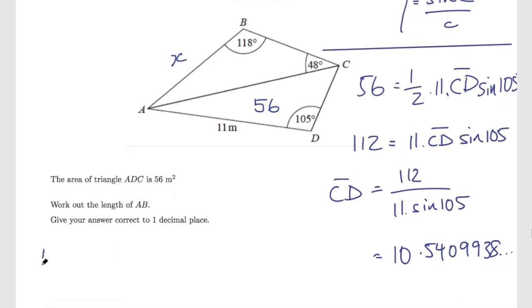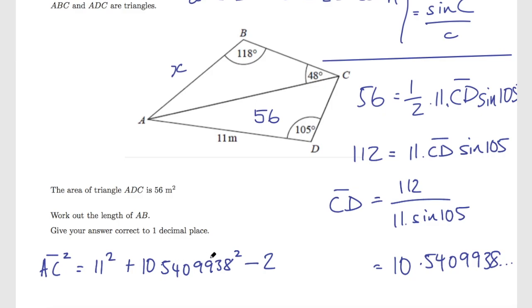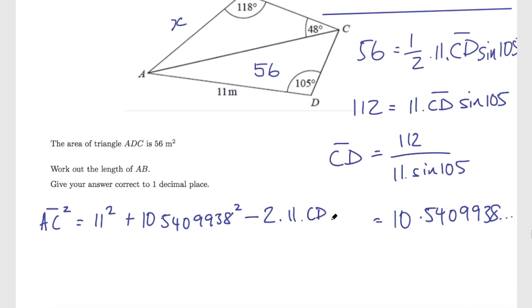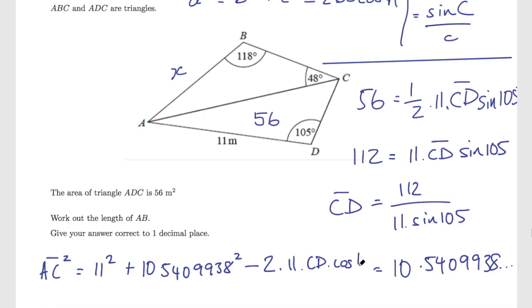So AC squared is equal to B squared, and in this case side B will be AD, so 11 squared plus CD squared, which was 10.54099938 squared, minus two lots of those numbers. So 2 times 11 times, I'm just going to write CD because I've run out of room, multiplied by the cosine of the angle in between those two sides, which is 105. So the cosine of 105.